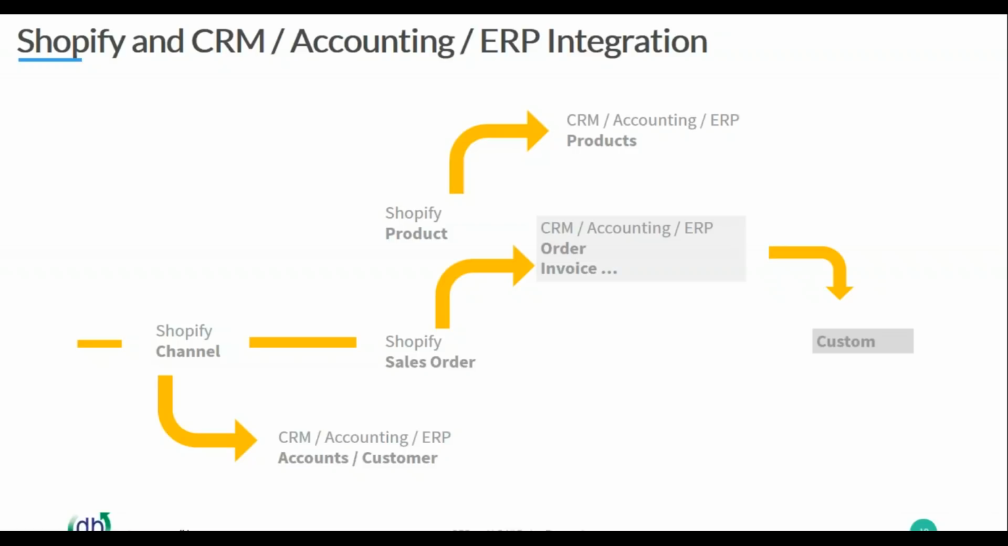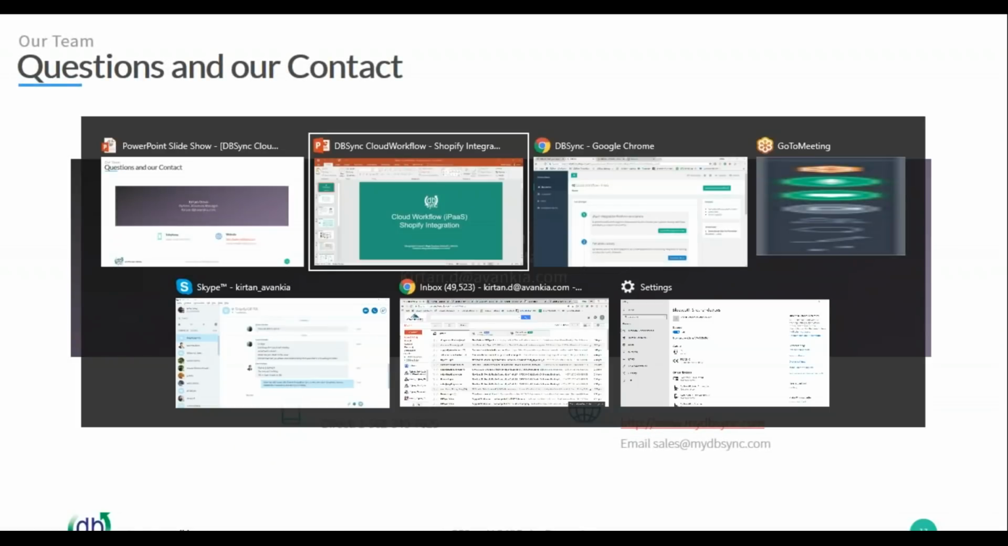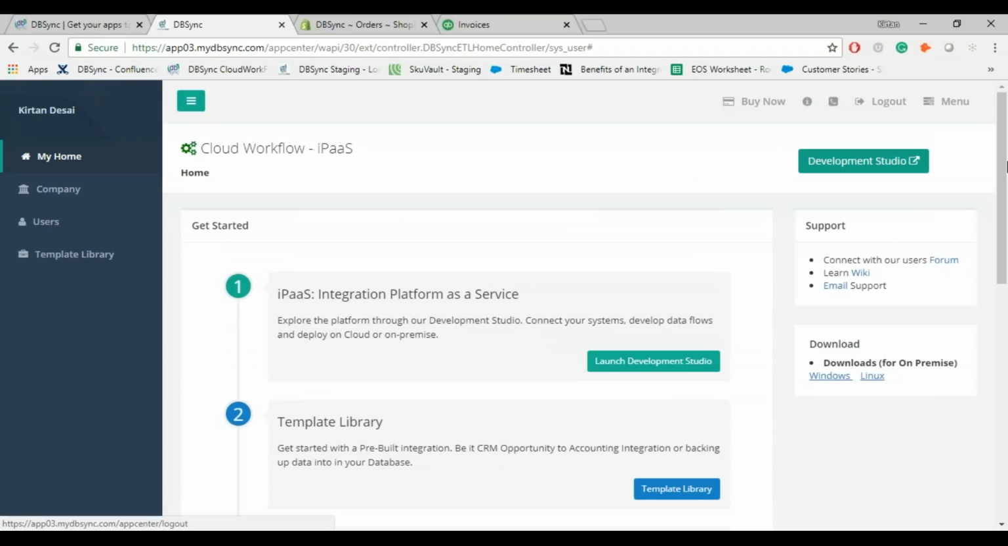Next, of course, we have Shopify sales orders being pushed into CRM, accounting, or ERP as an order or invoice. And lastly, products are bidirectionally integrated. And on the right, you see there are custom modules that can be built out if required. Like I mentioned earlier, we can build custom workflows based on your specific use case and requirement. All right, with that being said, let me quickly jump into the live demo.